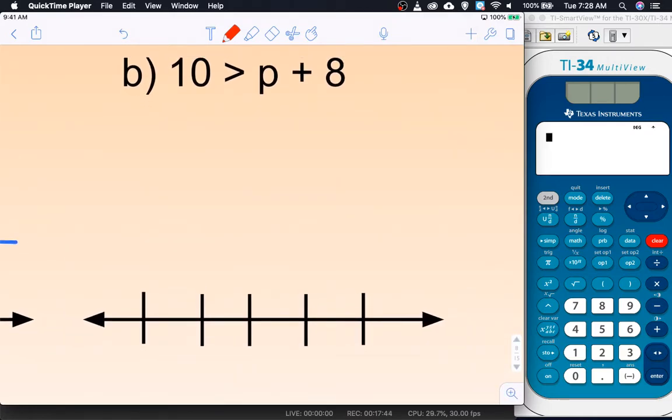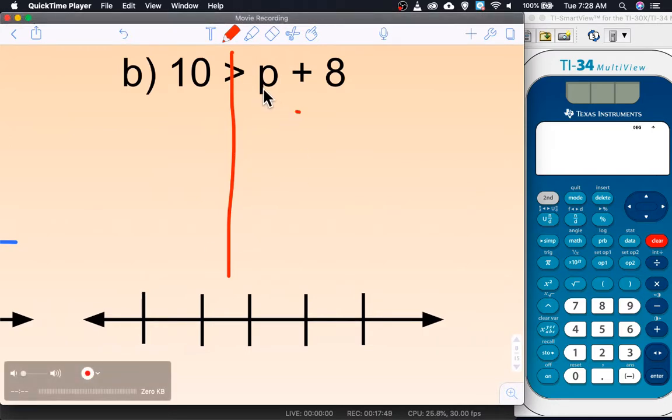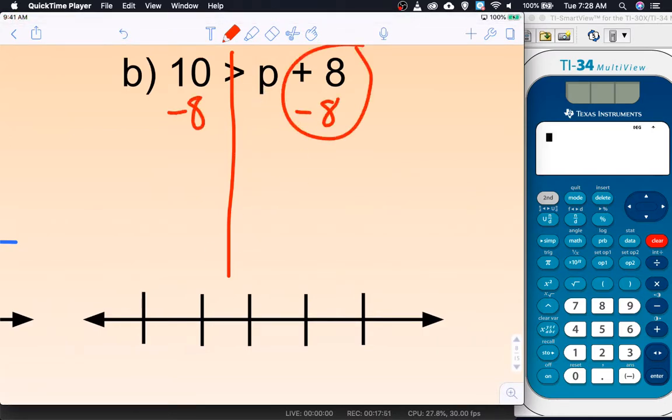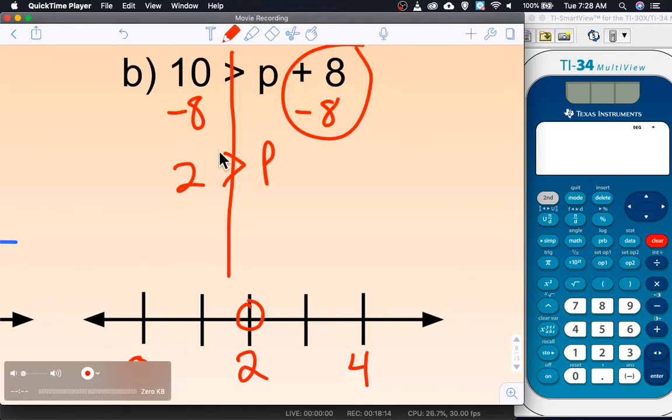Number 10, letter B. To solve this inequality, to get the p by itself, we're going to subtract 8 on both sides. So those cancel out, and p is greater than 2. Number line: 0, 2, 3, 4. Now, I just went ahead and told you that you can kind of graph the direction that the inequality is pointing. Like this looks like a greater than, right? So we'd shade greater than.